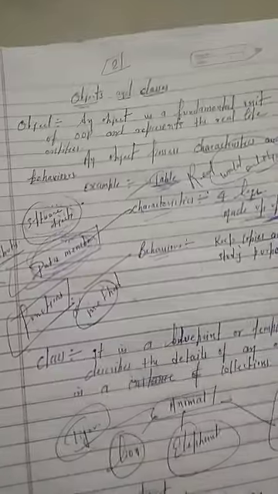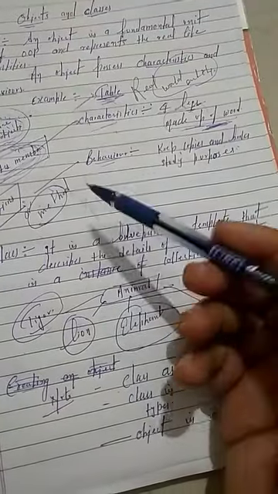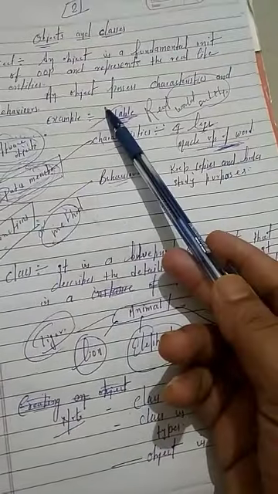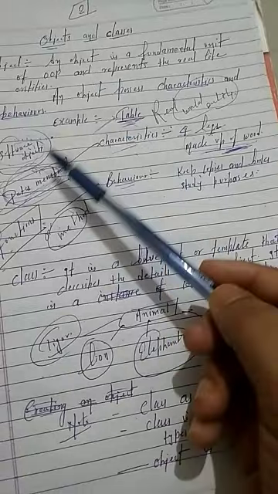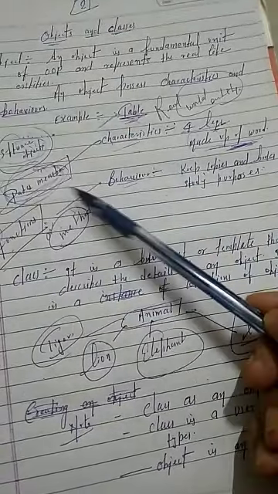Now after understanding the object, let's see the concept of class. What is a class? As we know, where we declare the object in programming, we always declare data members and functions inside the class. So in one term we can say a class is a collection of objects.